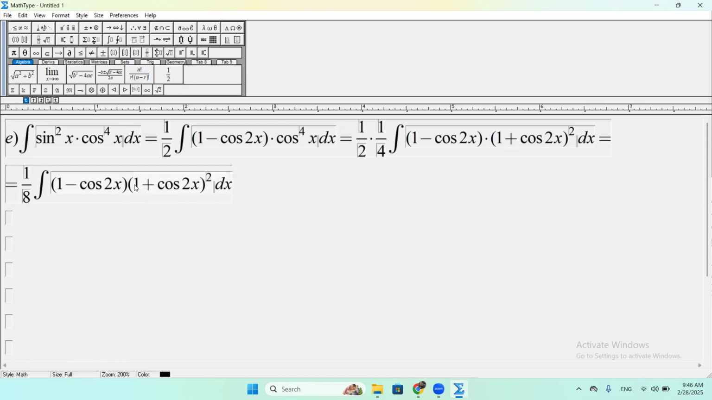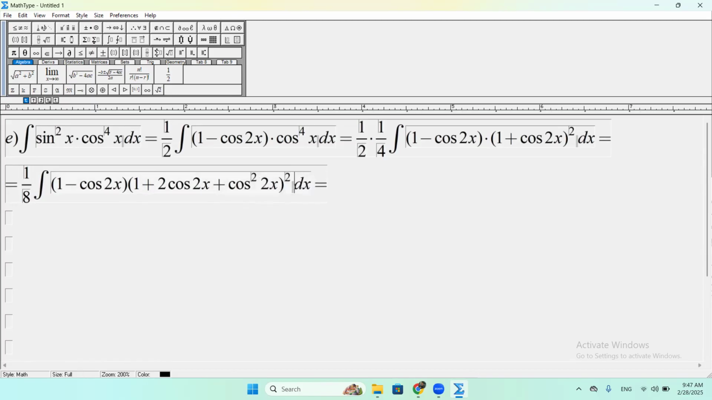So 1, stop, something is incorrect, just a moment. So, yeah, I moved out 1 over 2 out of this bracket, so everything is correct. Okay. Yeah, let's expand these brackets. So 1 plus 2 cosine of 2x plus cosine square of 2x.